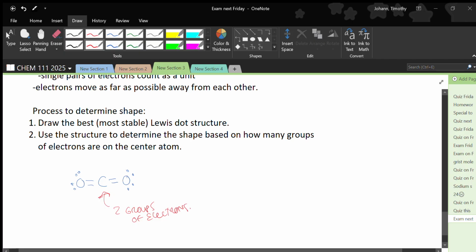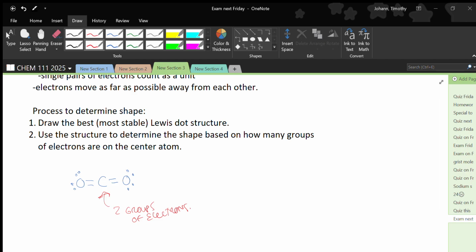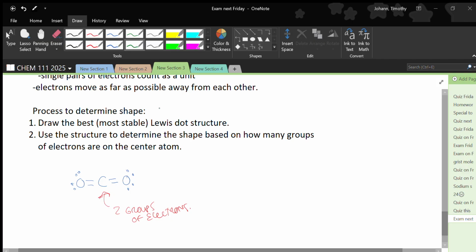If I have 2 things, if my head's the center atom, how can I put those 2 groups of electrons such that they're as far away from each other as possible? Yeah, opposite each other, one on one side, one on the other, right? Okay. So what shape would that be? They'd be in a line, right? That's how I get them as far away from each other as possible. And so in chemistry, we call that linear.